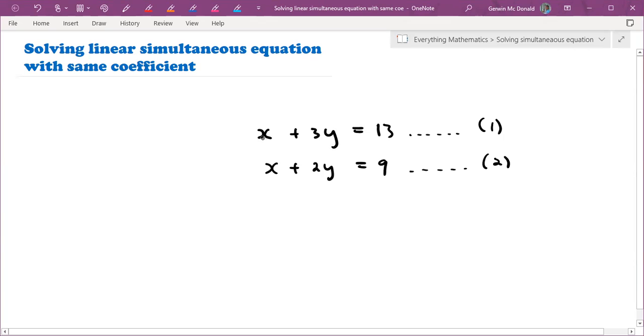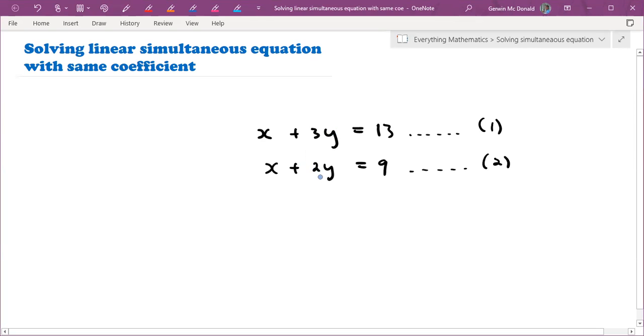So in this case, we want to get rid of the x. Why? Because they have the same coefficient. In other words, there is a 1 in front of this x, and there is also a 1 in front of this x. So they're the same. Good. Once we establish that, the other thing is to decide whether we add or subtract equation 1 from equation 2.